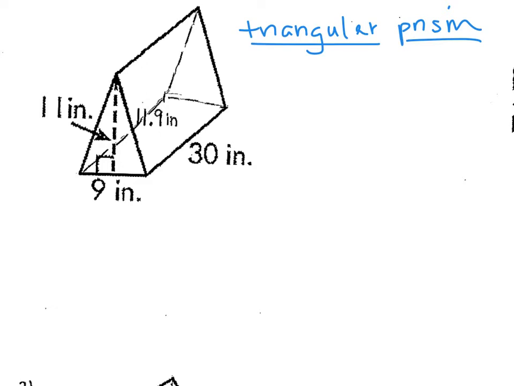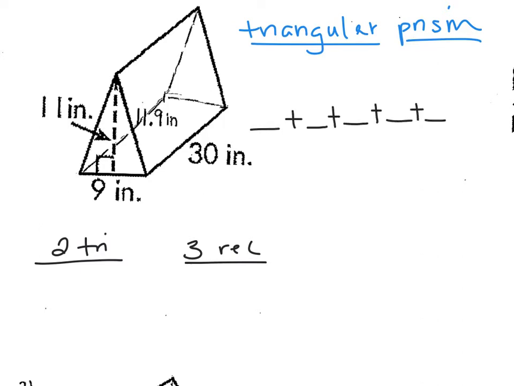Well, in a triangular prism, there are two triangles, two triangular bases, and there are three rectangles. So there is a total of 5 sides. So I'm going to make 5 spaces up here that we're going to fill in to find the total surface area. So let's start with the triangular bases. The formula for area of a triangle is 1/2 base times height.